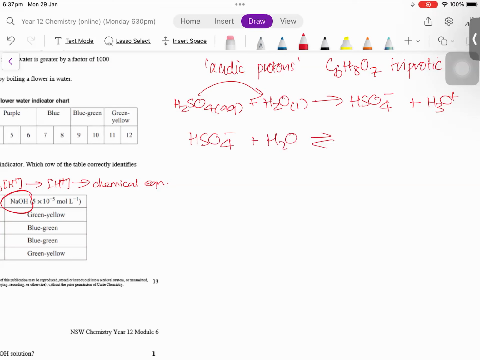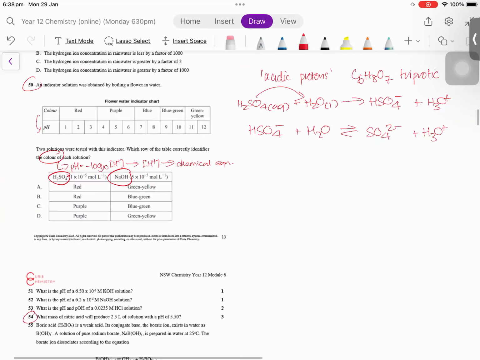After it's released the first one and it's strong, it's a little bit more stable now. It doesn't really care about releasing the second proton. So that's why even though sulfuric acid is strong to begin with, the second time it's actually a little bit weaker. So then this turns into SO4 2 minus plus H3O plus. So then tell me, Arez, looking at this equation, sulfuric acid, how many protons does it actually release?